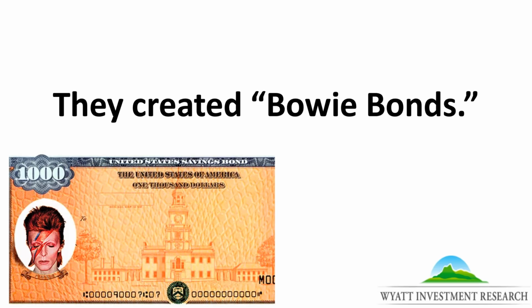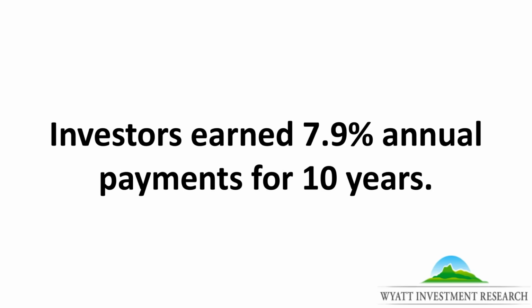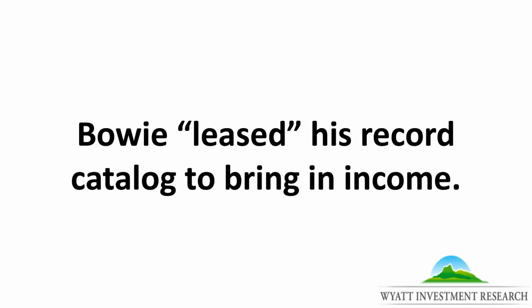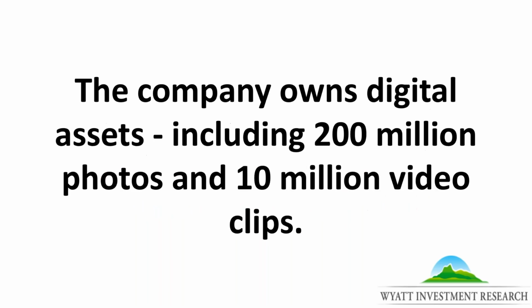It may sound unusual. You guys may have heard of this before, but Bowie essentially sold $55 million of bonds to the big investment company Prudential, a big insurance company and investment manager. The way this worked was that investors in those bonds earned 7.9% in annual income payments for 10 years. Bowie essentially was leasing his record catalog, all of his albums, all of his songs, to bring in income, but he wanted all the money up front. So he underwrote these Bowie bonds, which gave the bondholders the right to income payments from the leasing of his catalog. It's really interesting because today we see a similar situation happening with something I call a digital royalty trust.